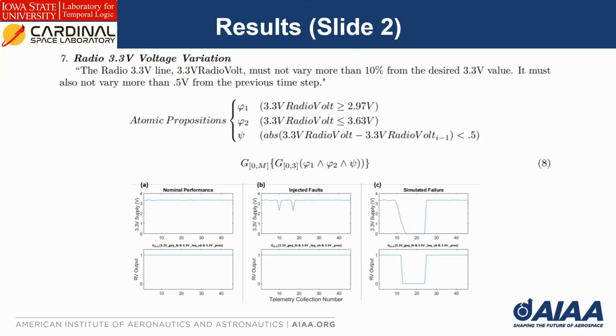On the left side of the figure, we see a nominal dataset, which R2U2 verifies to be satisfying this spec at all time steps. In the center, we see a couple off-nominal data points. However, a fault is not flagged because of the temporal operators. On the right side of the figure, we simulate a failure of the voltage line, and R2U2 correctly identifies a fault.